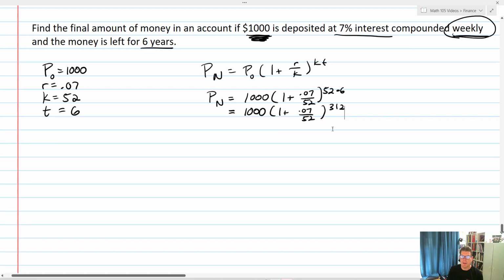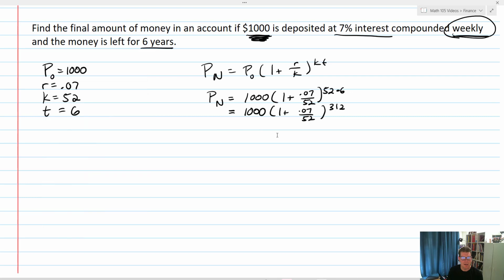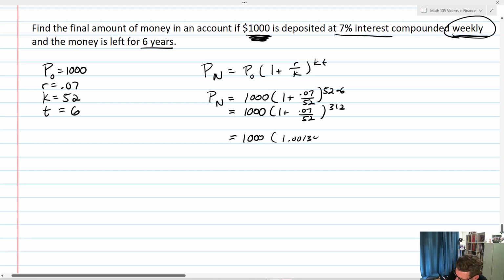The next thing I'm going to do, I'm going to go into my parentheses, and I'm actually going to figure out what 0.07 divided by 52 is. So I take 0.07 divided by 52, and then I'm going to add 1 to it. And that's going to give me everything in the parentheses. So divide first and then add. So this is going to give me 1.001346. So this is now 1,000 times 1.001346 to the 312th power.